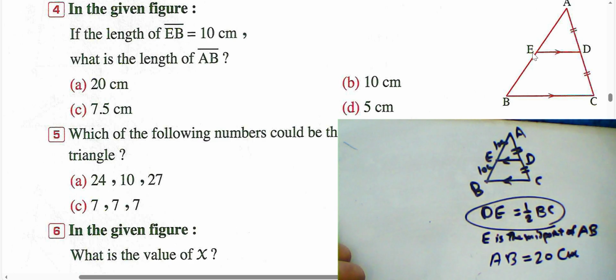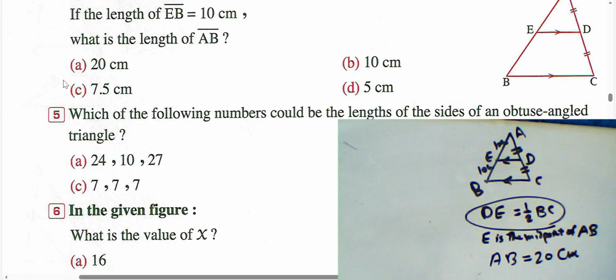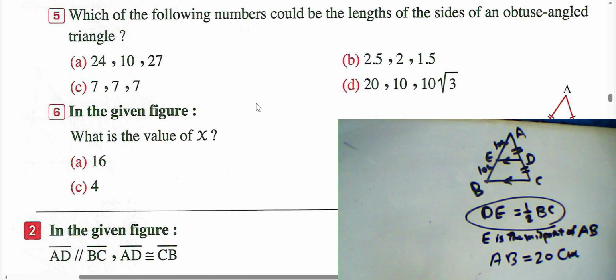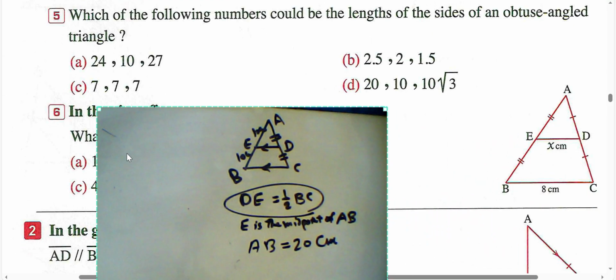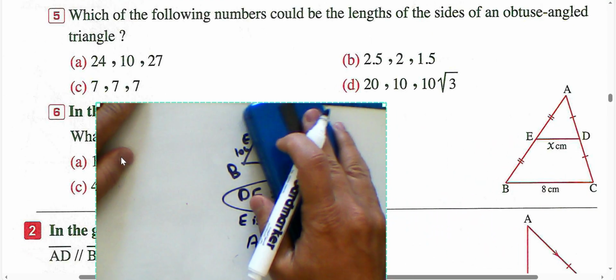Side length here will be 20 centimeters. Answer will be letter A. Next question. Which of the following numbers could be lengths of sides of an obtuse angle triangle?